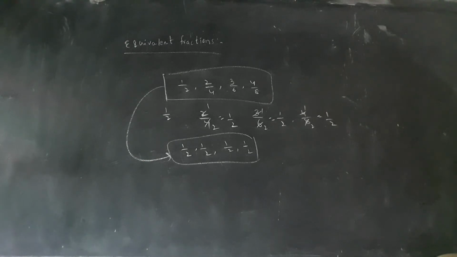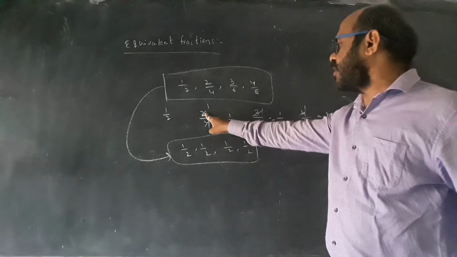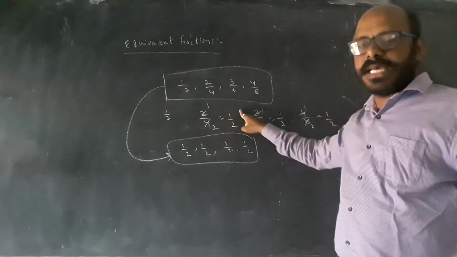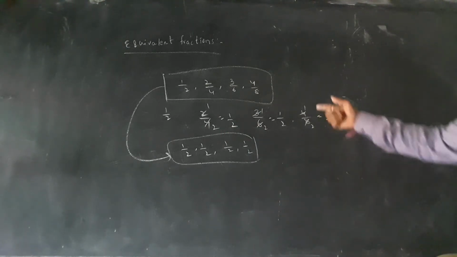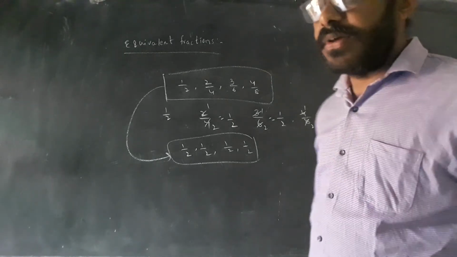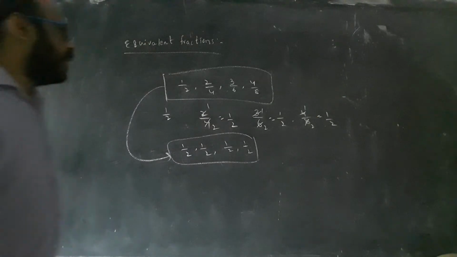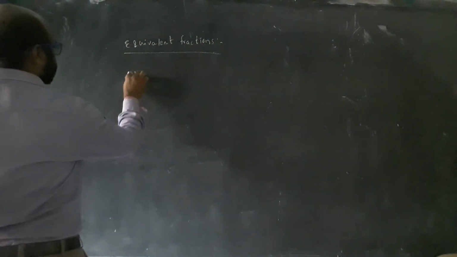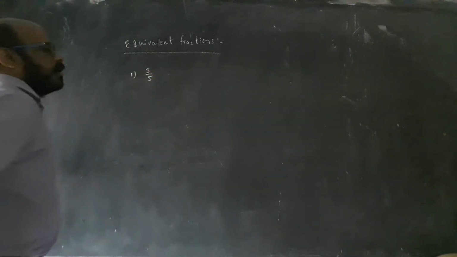See children, when cancelling, it is compulsory to divide by the same number: here divided by 2, here also divided by 2. Okay, for one more example: write equivalent fractions of 3 by 5. How to write the equivalent fractions of a given fractional number? Suppose I am writing for 3 by 5.